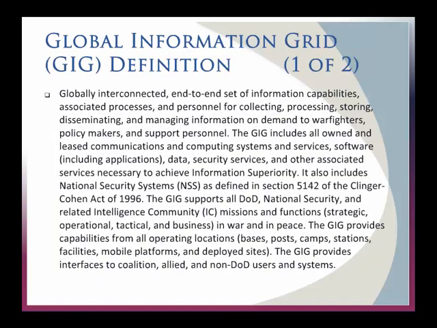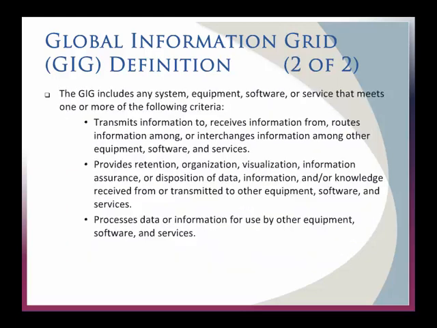This is definitely a slide I'm not going to read to you, but you can look online for this definition of what the GIG actually is, and essentially it's all these pieces that are connected that involve data or information. Let me skip ahead to this second slide because I think it's more meaningful. Here we have these three bullets, and this is really what you need to know. When you talk about the GIG, you're talking about transmission, storage, and processing.